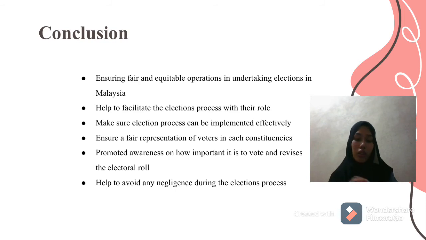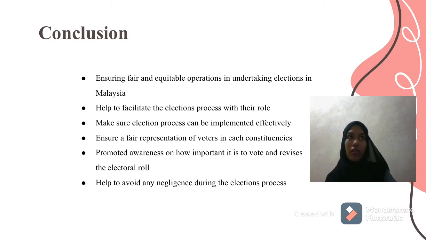The conclusion is about the function of the Election Commission of Malaya, or in Malay we know it as Suruhanjaya Pilihan Raya Malaysia. This agency plays an important role, especially in our country that practices a democratic system, because without this agency, we cannot practice the democratic system fairly, and the election process cannot be free and fair in our land.